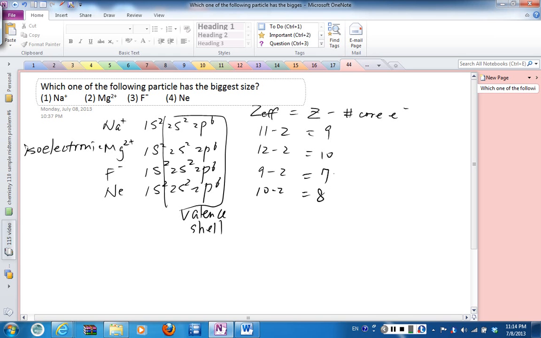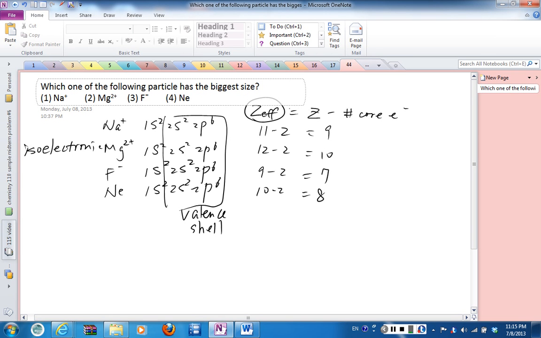Now after we get the effective nuclear charge, how do we determine the biggest size, the smallest size? Now, remember, effective nuclear charge represents how much real attraction the nucleus has over the valence electrons. The stronger they attract them, the closer the valence electrons would be to the nucleus, and since the average distance of valence electrons to the nucleus determines the size of atom or particle. Whoever have the strongest attraction would have the smallest distance and would have the smallest size.